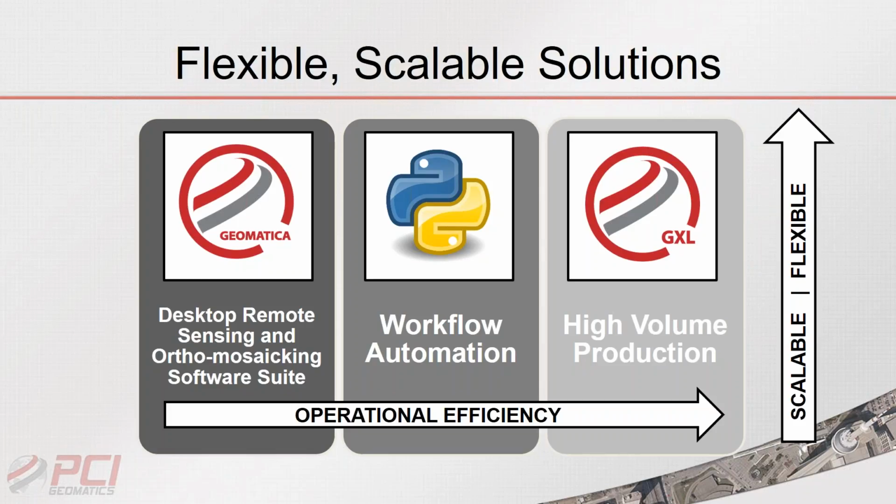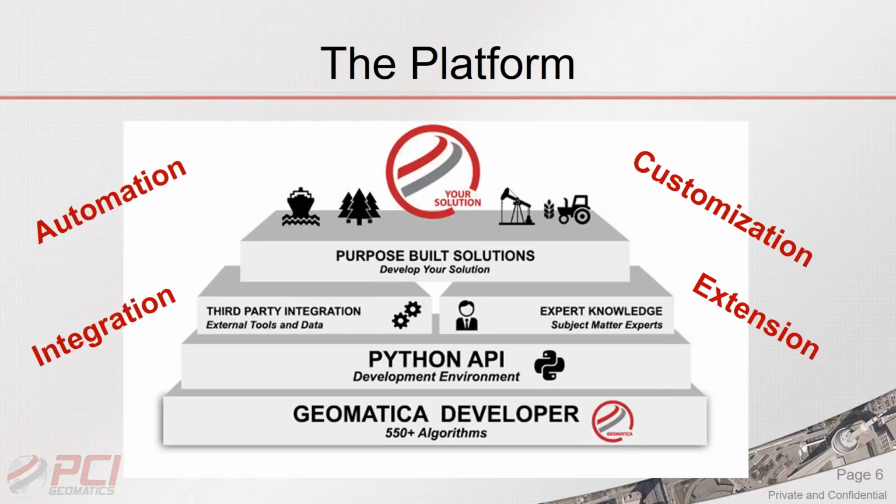If we take that one step further, we like to think of our technology as really being a platform. So at the very bottom of this platform, we have over 550 algorithms that are available within Geomatica. On top of that layer, we have a development environment, which we call the Geomatica Python API. And then if you combine that with third-party tools, for example, ArcGIS or QGIS or any other tool really for that matter, you can plug that in through the use of Python.